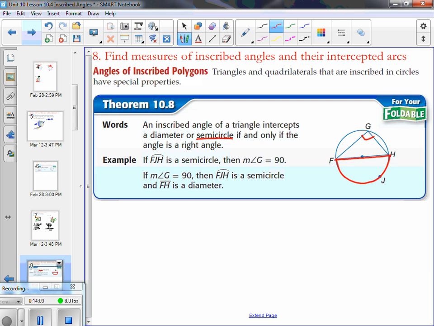So it works both ways. If you see that it intercepts a diameter, the inscribed angle has to be a right angle. If you have an inscribed right angle, the side of the triangle opposite that must be a diameter. Okay?